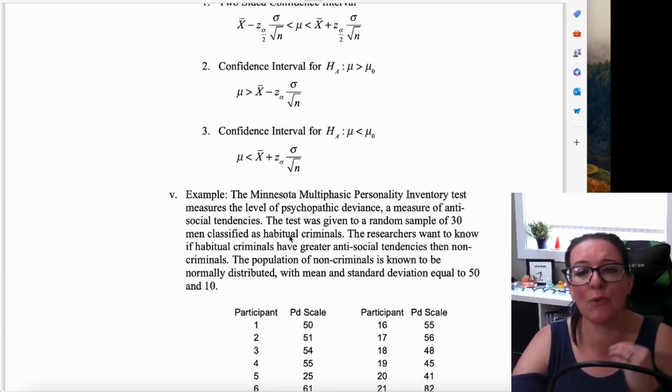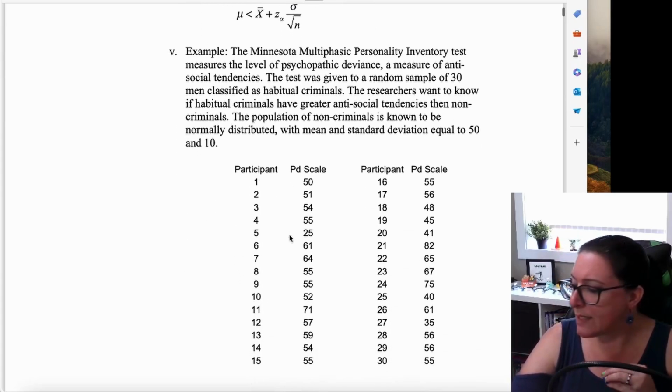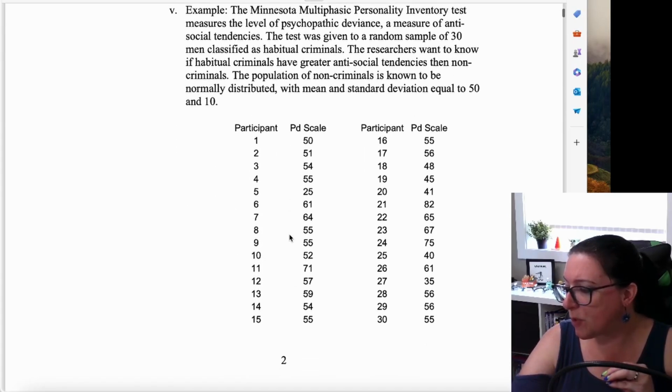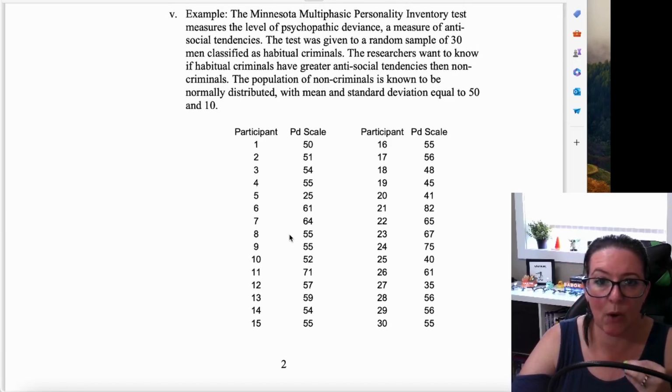All right, so let's go through an example. The Minnesota Multiphasic Personality Inventory Test measures the level of psychopathic deviance, a measure of antisocial tendencies. The test was given to a random sample of 30 men classified as habitual criminals. The researchers wanted to know if habitual criminals have greater antisocial tendencies than non-criminals. The population of non-criminals is known to be normally distributed with mean of 50, standard deviation of 10. So we know information about the population.